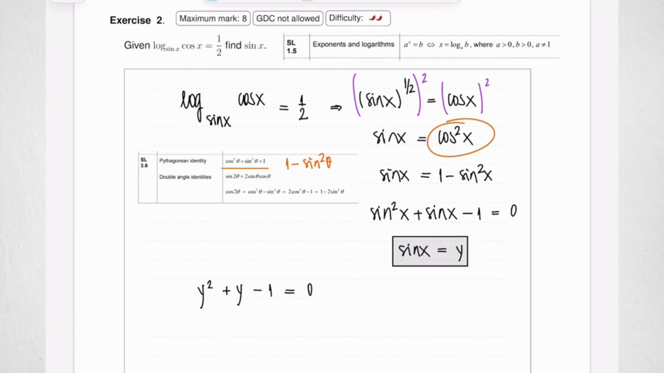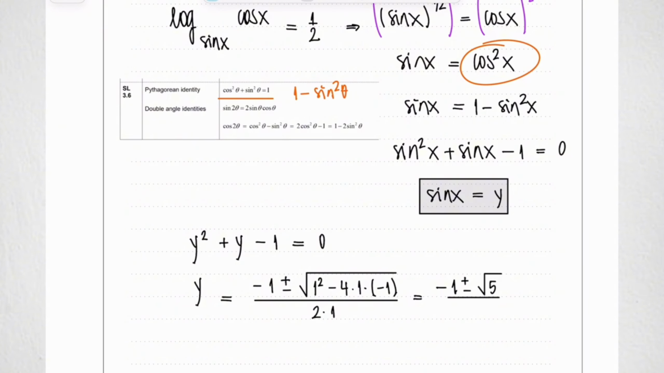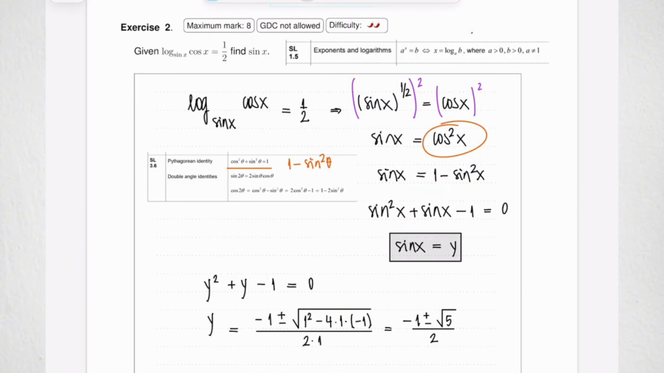So we have sine squared of x, which can be represented by y squared, plus y minus 1, equal to 0. Now y is, using the quadratic formula, negative b plus and minus the root of b squared minus 4 times a times c over 2 times a, which means negative 1 plus and minus the root of 5 over 2.